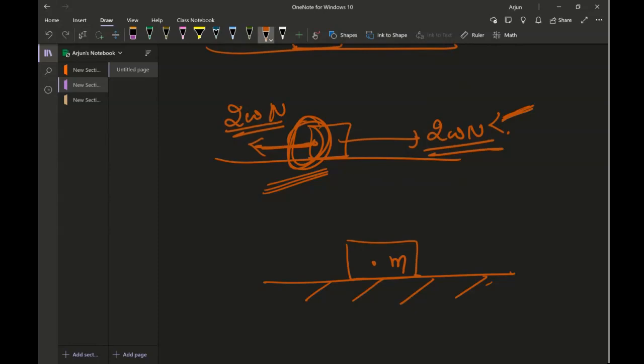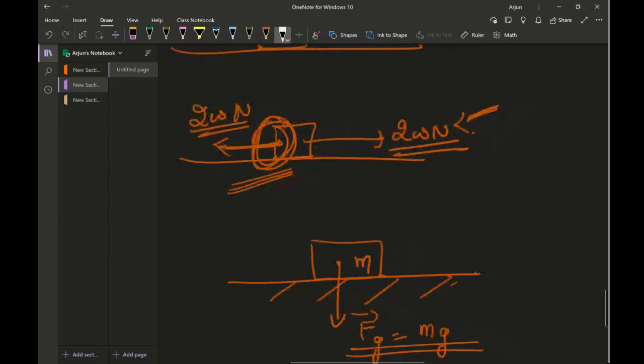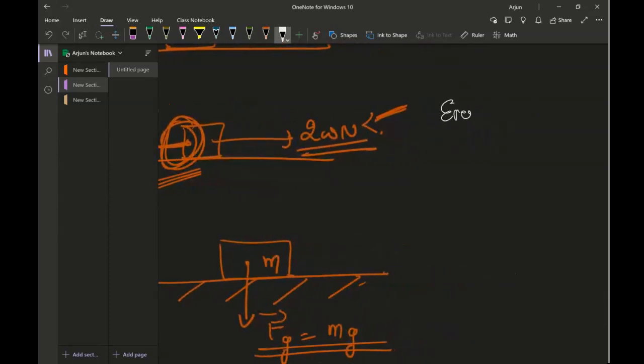Let's say the mass is m, which is acting downward, and if I see the gravitational force acting on this is downwards, Fg equal to mg. Okay, and this is equal to force due to gravity. And Newton's third law says that every action has an equal and opposite reaction.